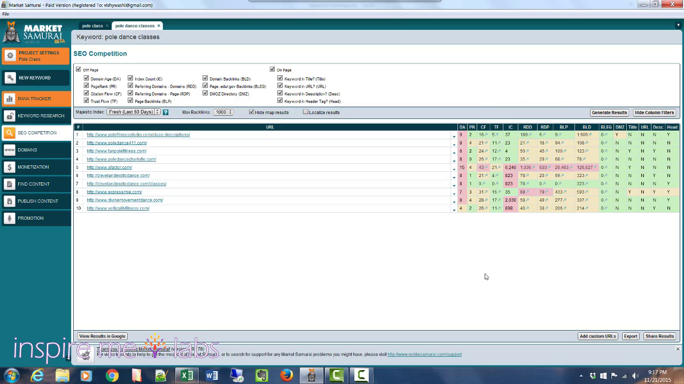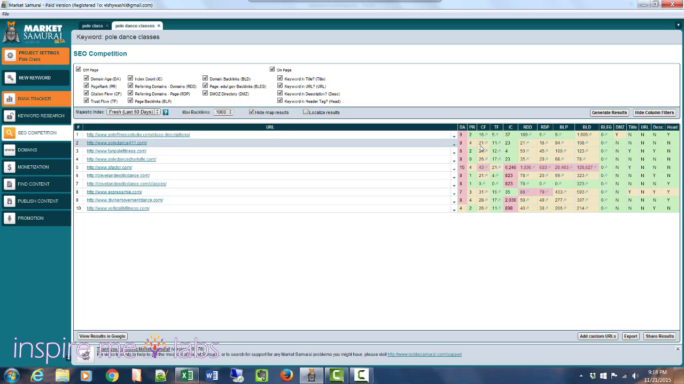And then we have CF, which is the Majestic citation flow, and TF, which is the Majestic trust flow. And citation flow, as you know, is based on the number of backlinks. It's a metric by Majestic, which is basically the number of backlinks each of these URLs are getting. The more backlinks, the higher the citation flow. I'm sorry, it's not exactly the number of backlinks, it's just a metric. And the higher number of backlinks you have, the higher your citation flow can be.